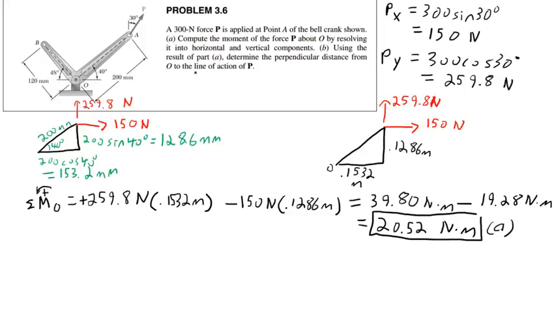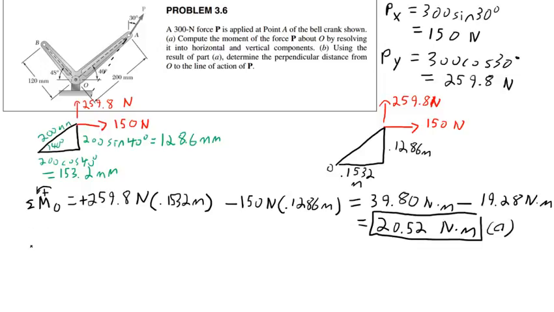Now, what's next? Okay, so for part B, I want to determine the perpendicular distance from point O to the line of action of P. What this is asking for is the distance from point O to the line of action of P. Now, we could use some fancy trigonometry and try to solve for that using trig methods, but actually there's a very simple way to do this.